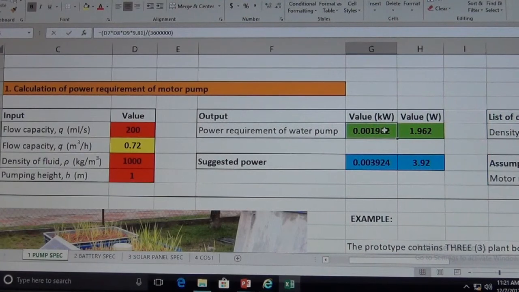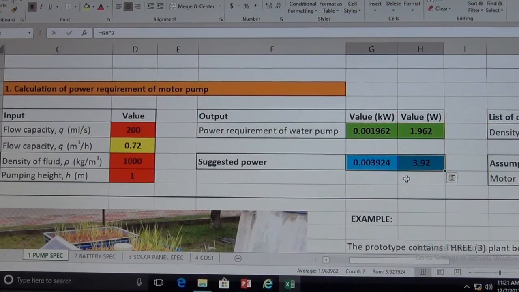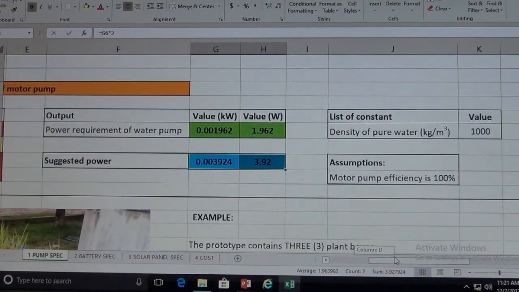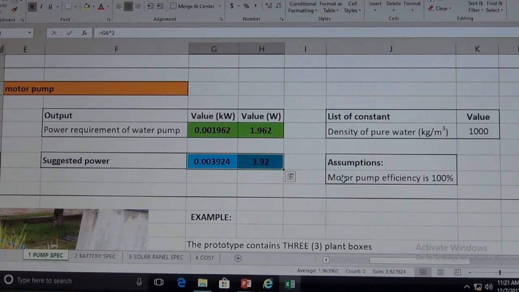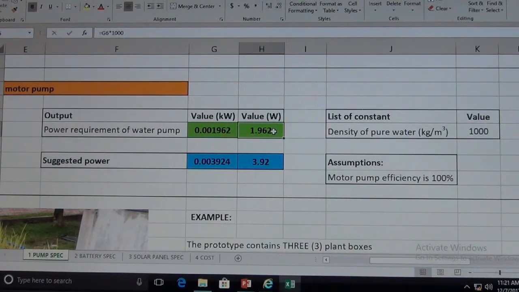And this one I convert into watt by times 1000. This is kilowatt, this is watt. So you need to refer to the blue one in order to suggest the suitable water pump. Make sure you times 2 because we need to consider the efficiency of the water pump. It's not 100%, usually 50%, depending on the brand of the water pump. So this is constant, density of pure water or fresh water, 1000 kg per meter cube. The assumption is that water pump efficiency is 100%, but we need to times 2.